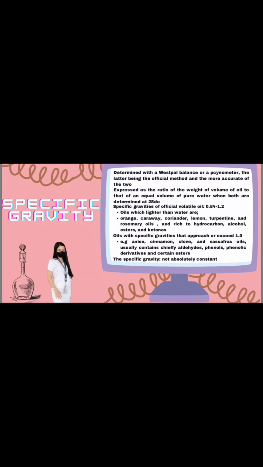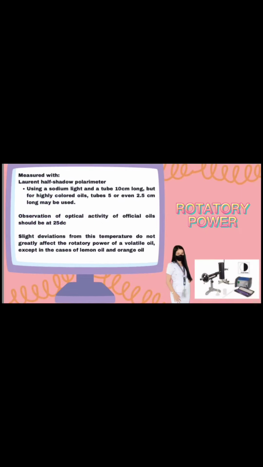The specific gravity of any volatile oil is not absolutely constant, since it is influenced by such factors as the maturity of the plant from which the oil is obtained and the age of the oil, as well as by the methods of preparation and purification. The rotatory power of a volatile oil is generally measured with the Laurent half shadow polarimeter.